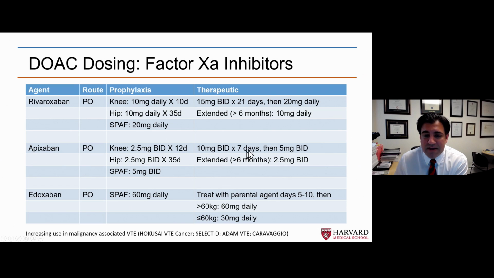For apixaban, it's 10 milligrams twice daily for 7 days, then 5 twice daily. After 6 months, you can decrease this to 2.5 milligrams, again, twice daily, based on the Amplify extension study. And edoxaban, just like dabigatran, requires a parenteral agent the first 5 to 10 days, and then the dose is based on weight. There are no data for dose reduction after 6 months in this population. And these are being increasingly used in patients with malignancy based on Hokusai VTE, SELECT-D, and Caravaggio, which have been published over the last several years.